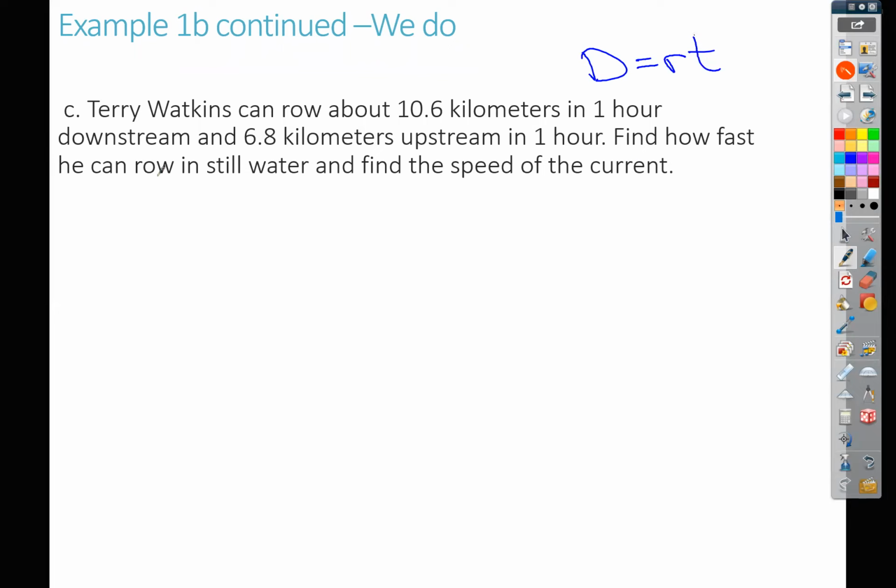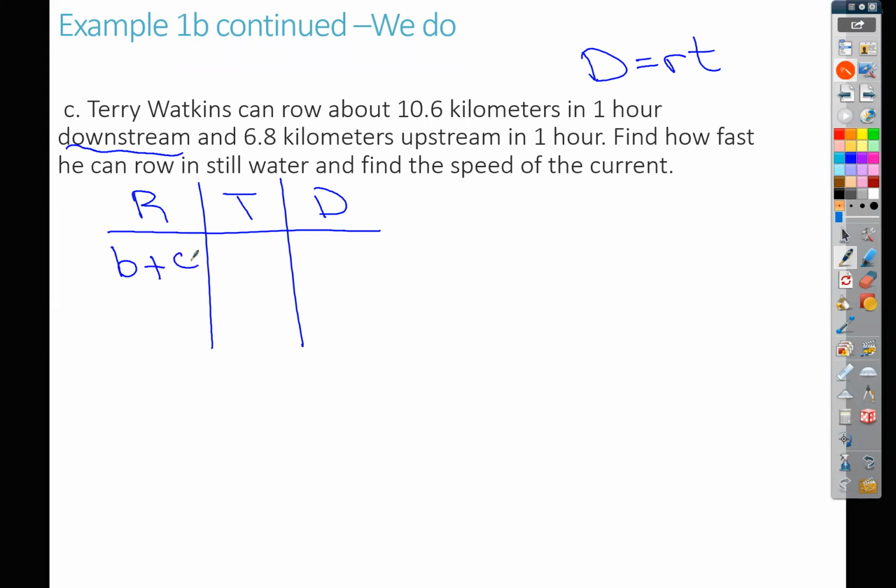Anytime you're dealing with a distance, rate, and time problem, I want you to set up a table: rate, time, and distance. If we're going downstream, the boat is going to be sped up by the current, right? If we're going upstream, the current is going to slow the boat down. So if we're going downstream, the current speeds it up, so I'm going to add the speed of the current. If I'm going upstream, the current slows the boat down, so I'm going to subtract the speed of the current.